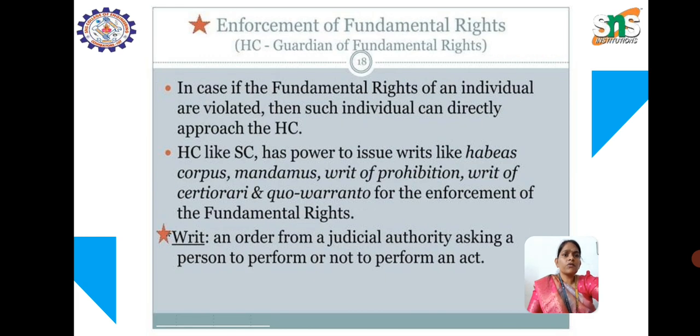Next is enforcement of fundamental rights. In case the fundamental rights of any individual are violated, such an individual can directly approach the High Court. High Courts, like the Supreme Court, have the power to issue writs of habeas corpus, mandamus, prohibition and quo warranto for enforcement of fundamental rights. A writ is an order of a judicial authority asking a person to perform or not to perform an act.